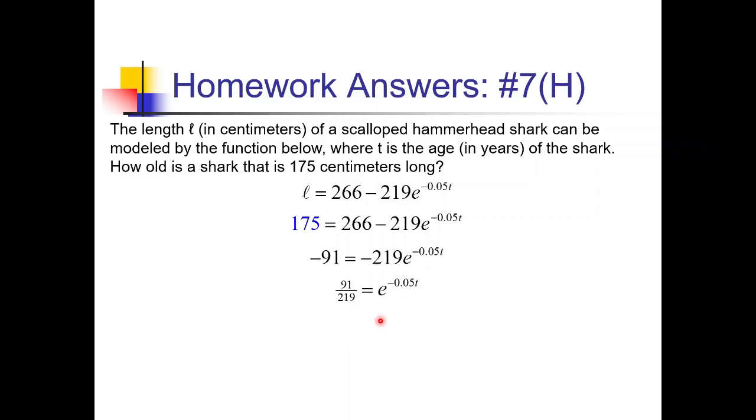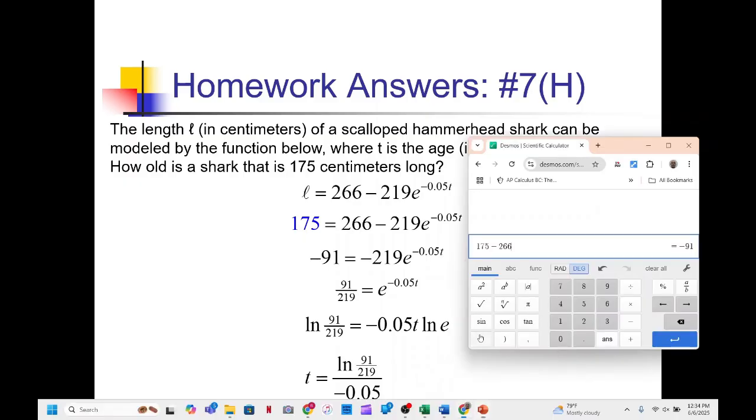And now to get this t out of exponent land, I need to take the ln of both sides, or any log will work, but ln works best with e. So I'm going to have ln of this fraction equals negative 0.05t times the ln of e. Now the nice thing about ln of e is that's just 1. So to get t by itself, I really just need to divide by negative 0.05. And I'm going to plug this big mess of stuff into my calculator now.